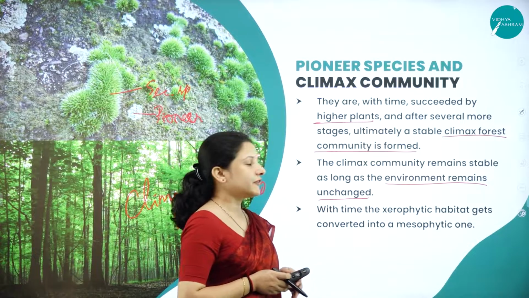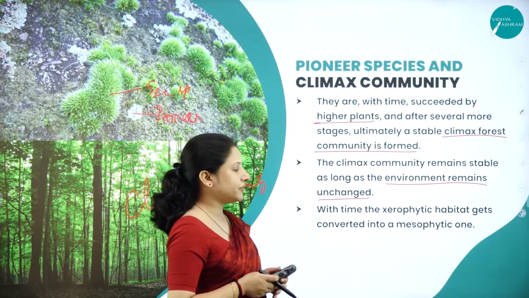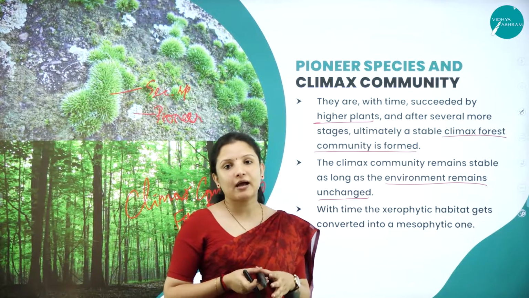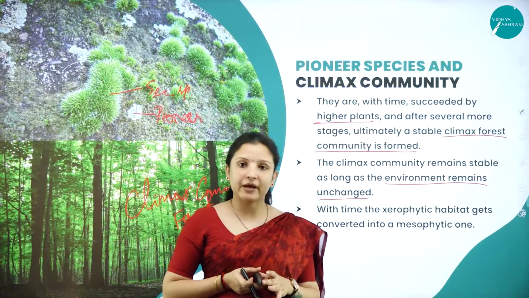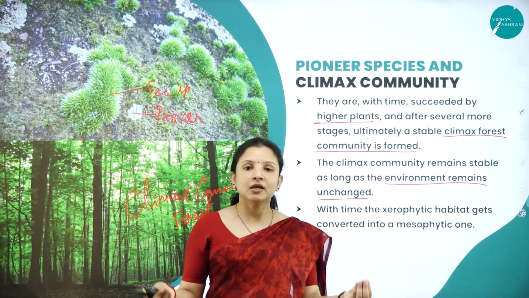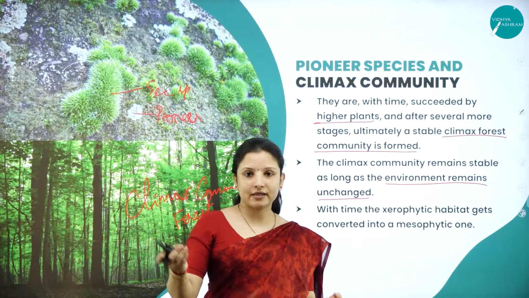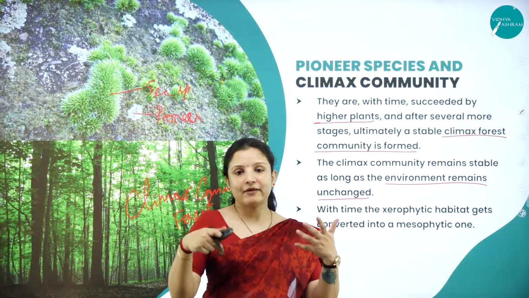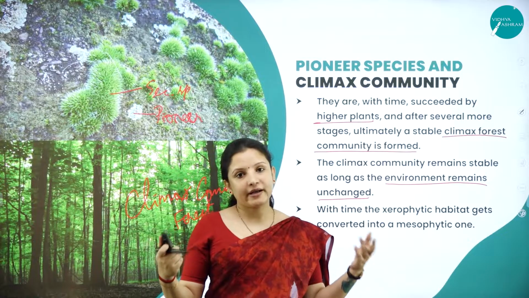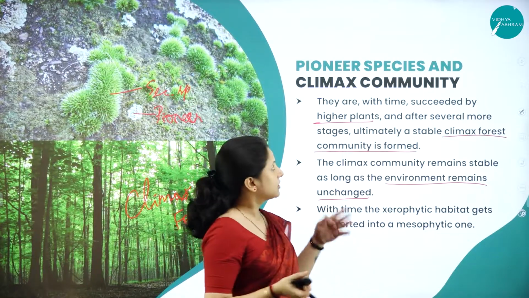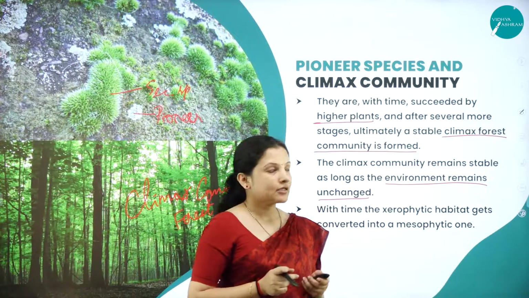With time, the xerophytic habitat gets converted into a mesophytic one. In the same way, the xerophytic habitats also will have a pioneer community, wherein the xerophytic habitat is completely a desert. Next, the cactus will form, then the grasses will form. From the grasses, it will develop further, and it will become an entire forest over a period of several years. So that is how it reaches the climax community.